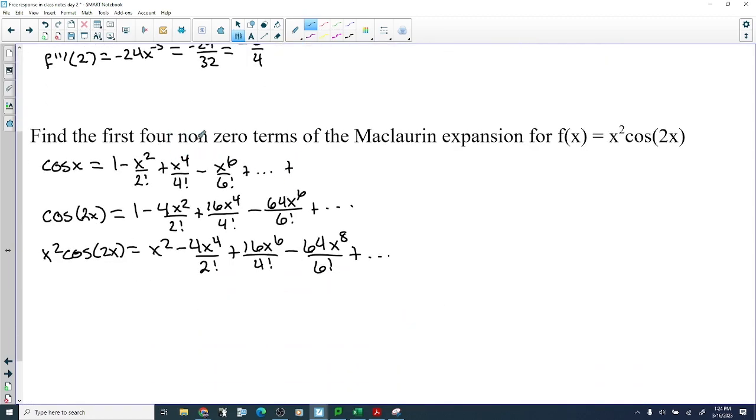Find the first 4 non-zero terms of the Maclaurin expansion for f of x equals x squared cosine of 2x. We'll replace first, and then we'll multiply by x squared. So here's cosine. Cosine is an even function, so we have all the even powers. Replace all of the x's with 2x. So don't forget to square the 2. Don't forget to take the 2 to the 4th and 2 to the 6th. So then we distribute x squared through.